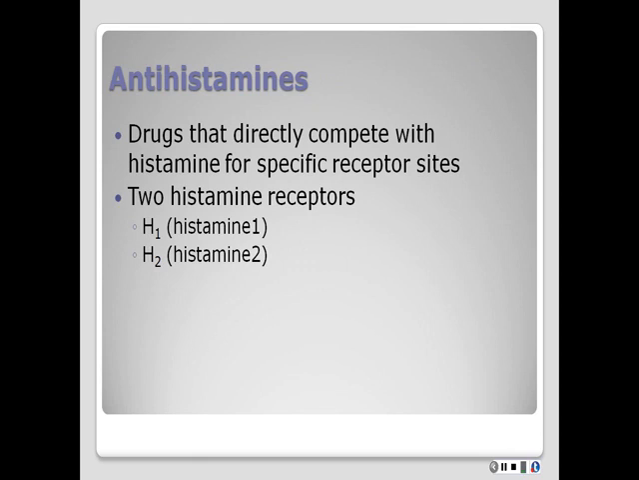Drugs that directly compete with histamine for specific receptor sites are antihistamines. There are H1 histamines that mediate smooth muscle contraction and dilation of the capillaries. And then there are histamine 2s, or H2s, which mediate the acceleration of heart rate and gastric secretions. The drugs, the antihistamines, would be H1 or H2 antagonists.